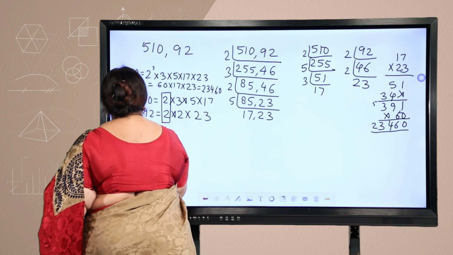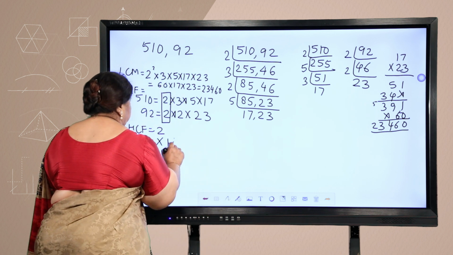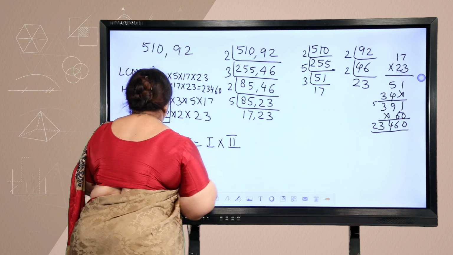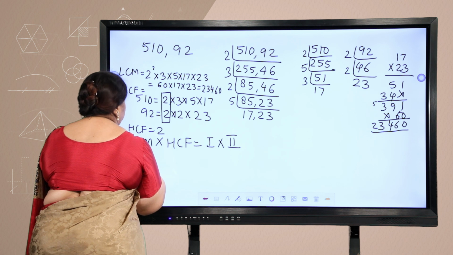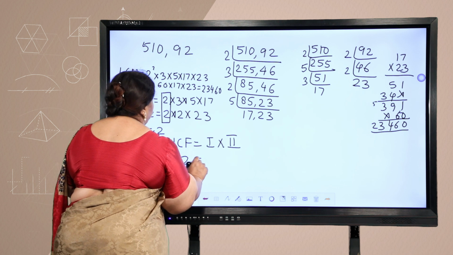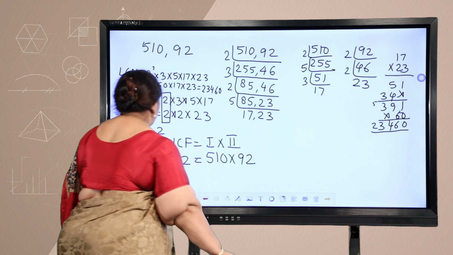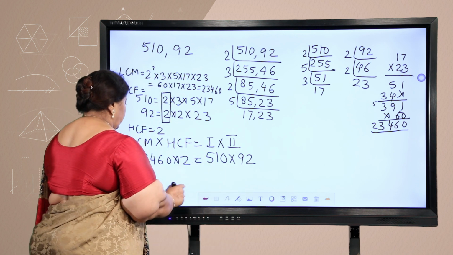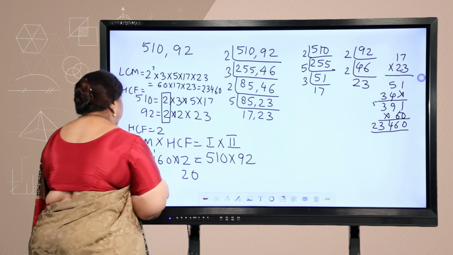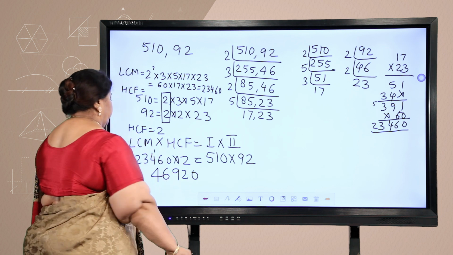Let us verify the result which says LCM into HCF is equal to product of two numbers. So, LCM 23,460 multiplied by 2 will be equal to 510 into 92. We need to verify LHS is equal to RHS. Let us multiply by 2, 2 6s are 12, 2 4s are 8 plus 1, 9, 2 3s are 6 and 2 2s are 4.